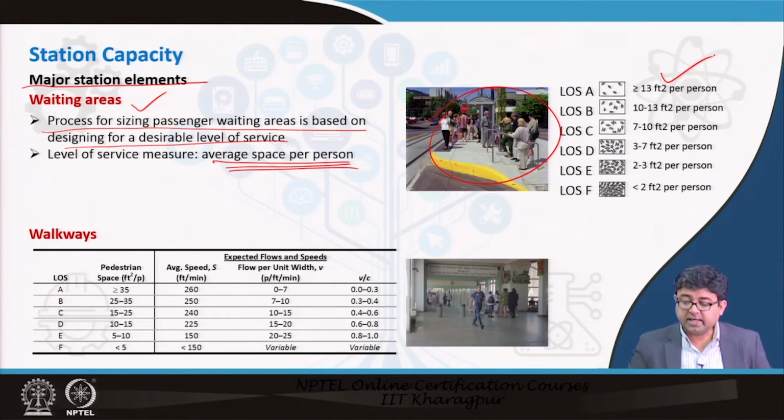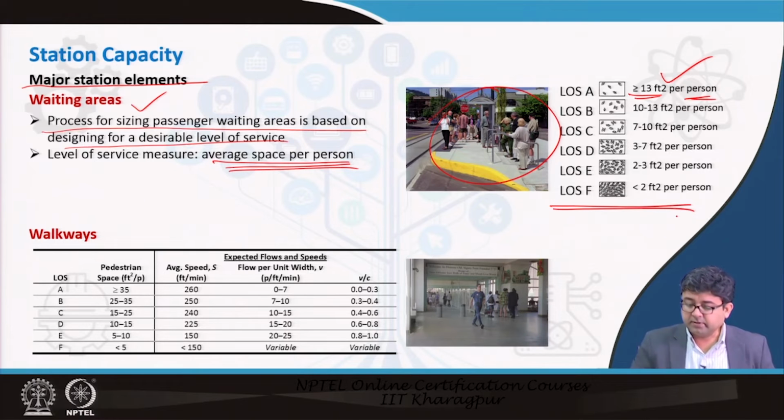So, level of service A means there is more than 13 square feet per person. So, in this waiting area, if for one person there is more than 13 square feet, then you are at a level of service A. So, that is a good capacity or an ideal capacity maybe, whereas if there is less than 2 square feet per person, so everybody is kind of squished against each other, then that is a poor level of service.